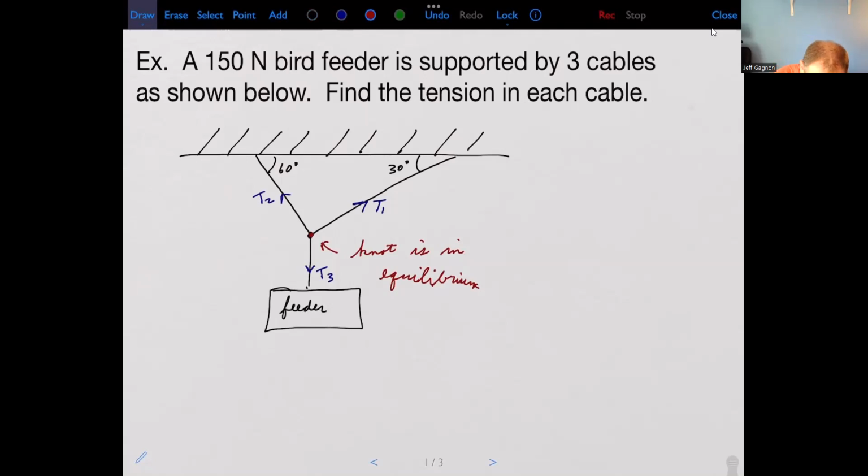Probably the easiest coordinate system to use in this case would be the standard coordinate system, where x is to the right and y is vertical. So let me draw a coordinate system right through the knot here. This would be the x-axis, and then this would be the y-axis.